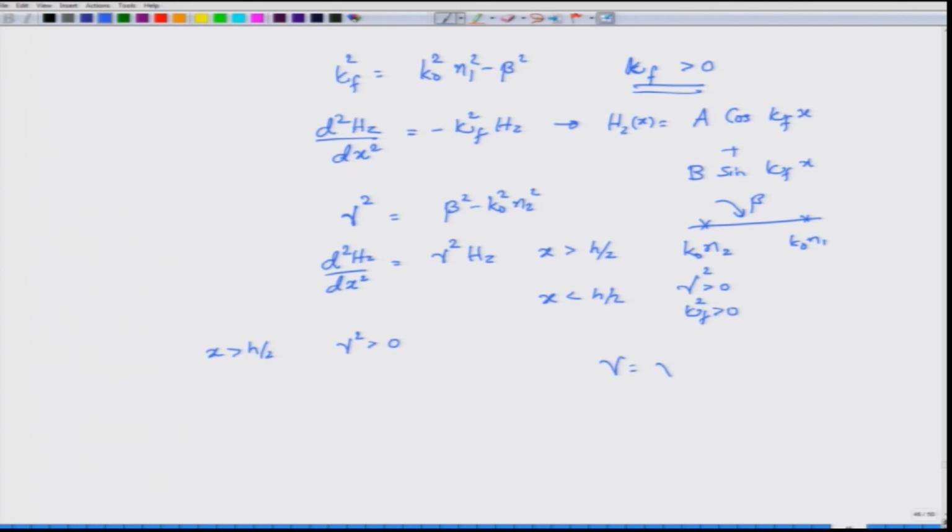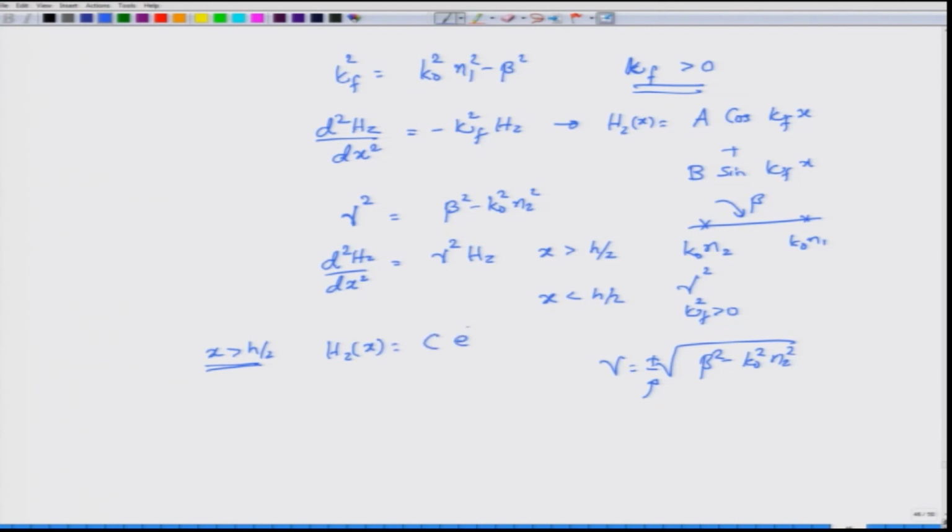So, gamma will actually be equal to square root of beta square minus k0 square n2 square plus or minus, correct, and I can't choose the plus sign for the field outside or in the cover, right. So, when I am looking at x greater than h by 2, I cannot assume gamma to be a positive quantity. In fact, gamma square is just defined in this way, but gamma can be plus or minus, and I have to choose the minus quantity over there.